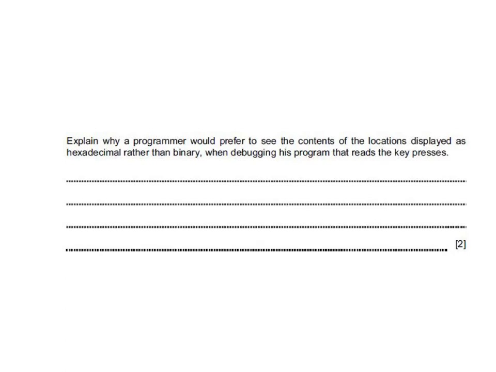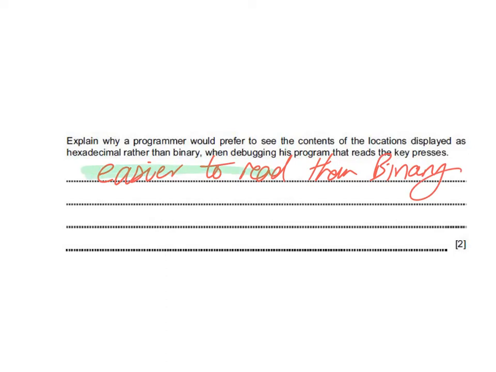Explain why a programmer would prefer to see the contents of locations displayed as hexadecimal. So we can think about all the reasons why we're lazy. So it's easier to read than binary. Now this is key for exam skills. Most people just write this part and forget the part that actually explains what's going on. Easy to read in binary, and what we can say is the same there is understand. I believe we already answered this one.